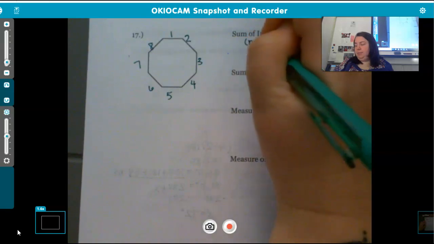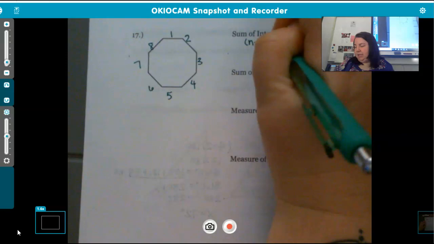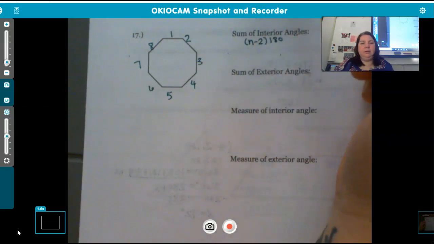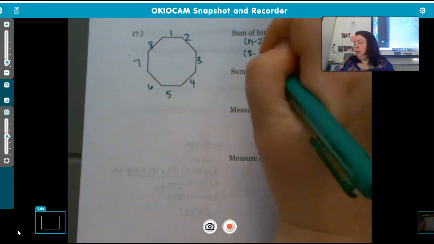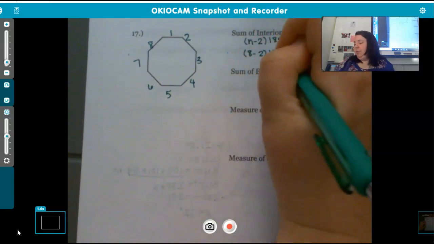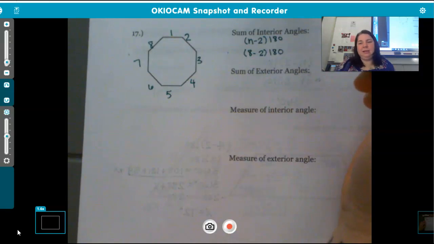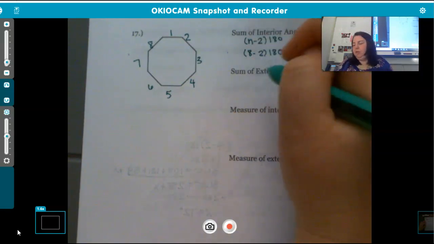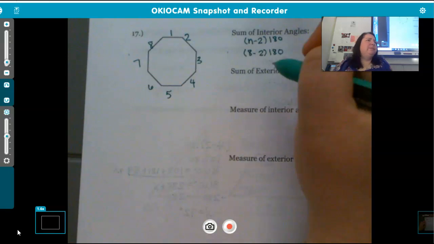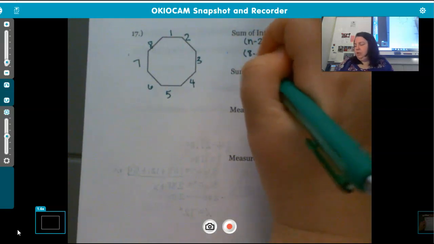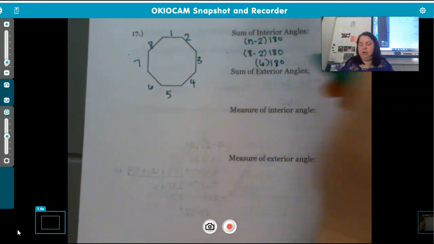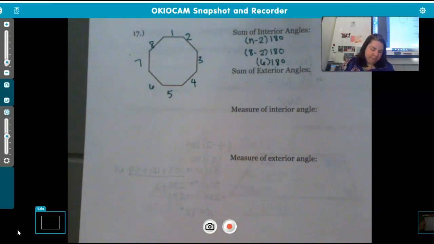Close. N minus what? N minus 2 times 180. What is N? Number of sides, which is 8. So 8 minus 2 times 180. You could even put it in your calculator exactly like this, as long as you get your parentheses in the right place. But just for grins, what's 8 minus 2? 6. 6 times 180. Stick that in your calculator. Tell me what you get.